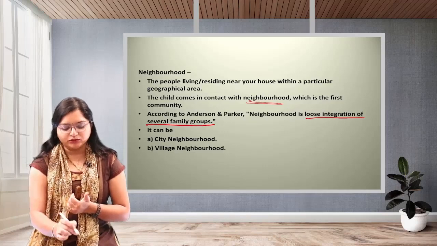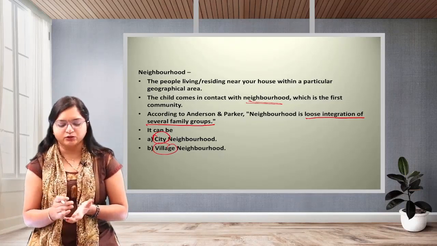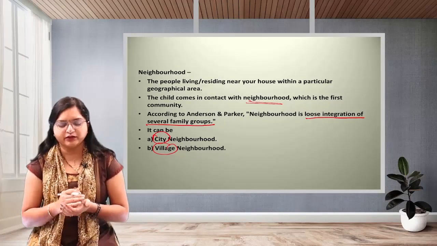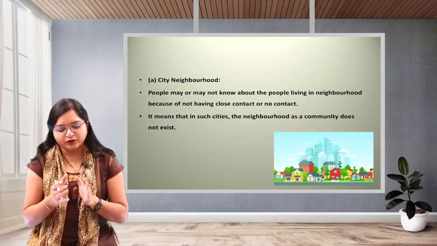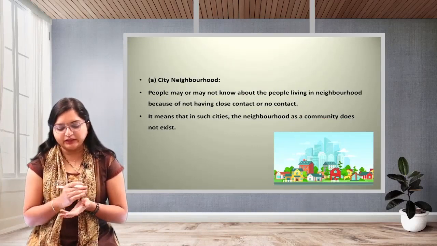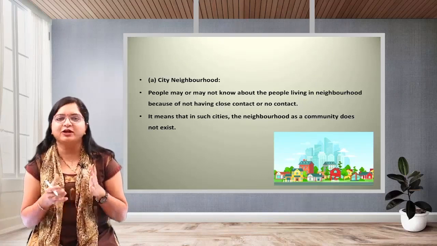It can be both a city neighborhood and a village neighborhood. So there are two neighborhoods, city and village, according to the regional geographical area. So we'll see the first, city neighborhood. What is city neighborhood? People may or may not know about the people living in the neighborhood because of not having close contact or no contact.